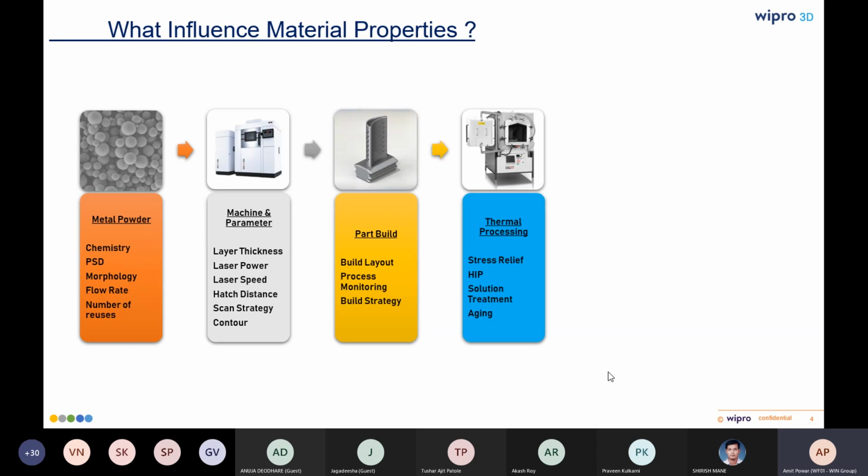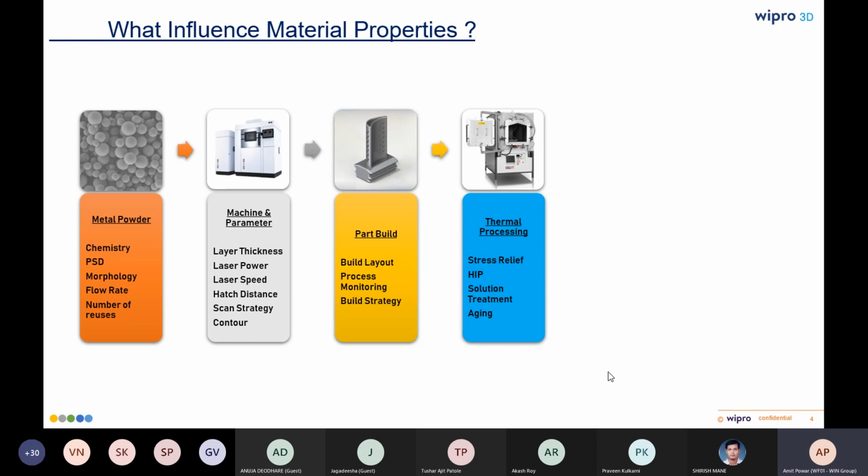Then thermal processing. There are different thermal processes like stress relief treatment, hot isostatic pressing (HIP), solution treatment and aging. Solution treatment and aging are similar to conventional casting and forging routes. But stress relief and HIP are specific to AM and have to be done. Stress relief is required to lower the residual stresses which get generated because of the high cooling rates in the AM process. It's inherent in the AM process.